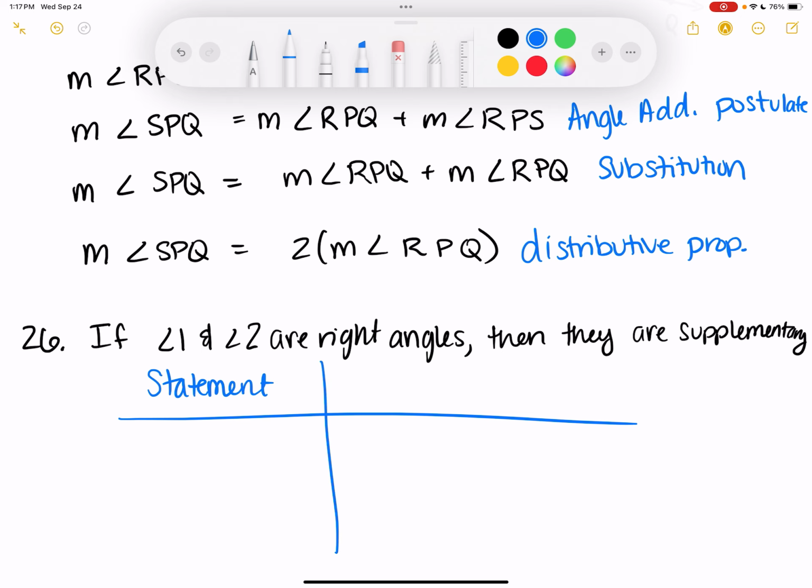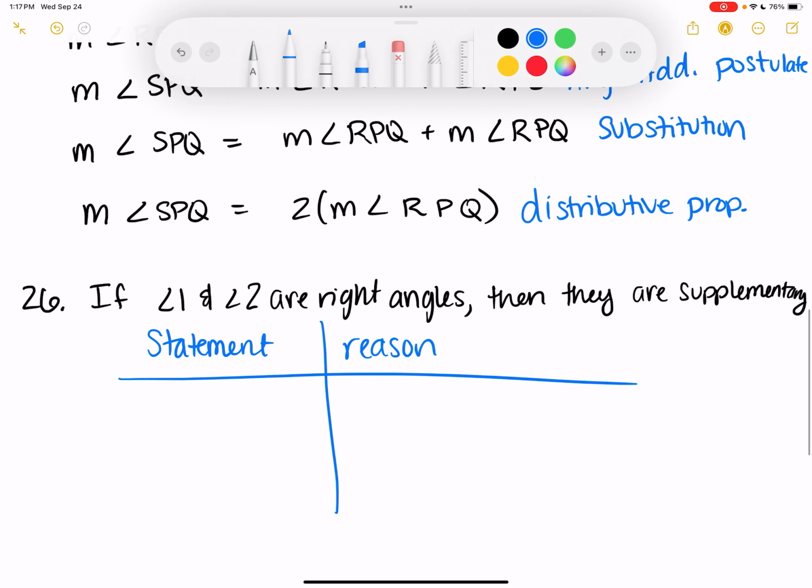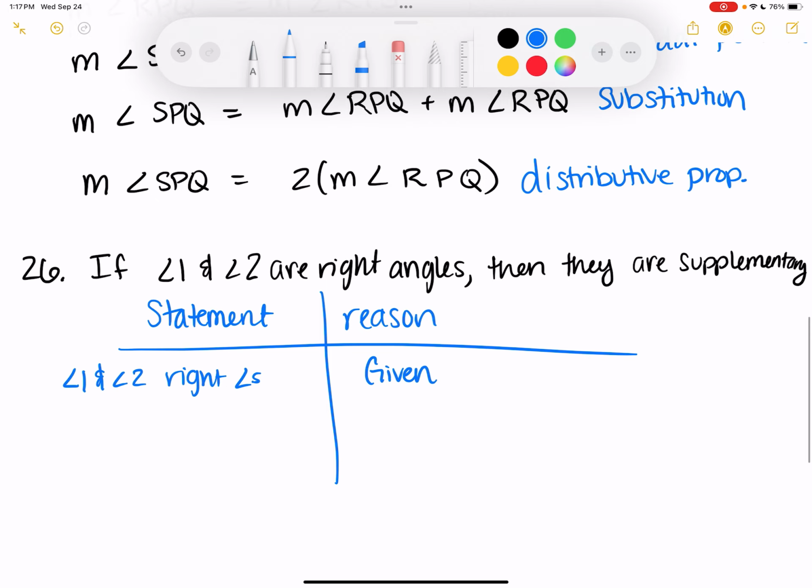All right, so statement and reason. So the first thing is angle 1 and angle 2 are right angles. So I'm going to write that. And to shorten and not have to write angles out, if you do an angle symbol with a little s kind of inside of it, that's an abbreviation for that. So that would be a given statement. And what I'm trying to prove is that they are supplementary.